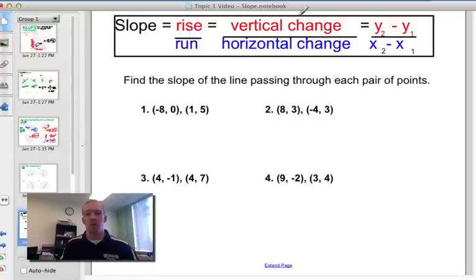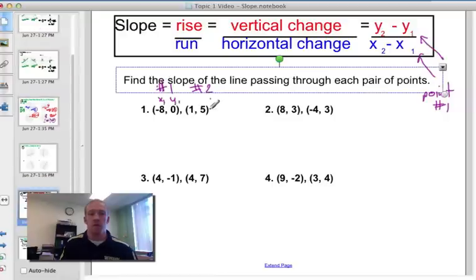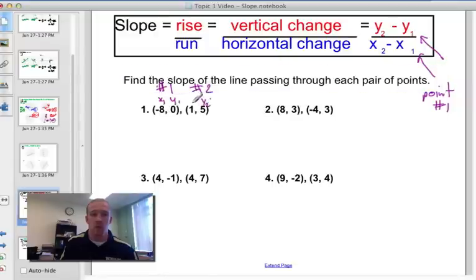Slope is rise over run, vertical change over horizontal change, which gives us this formula, which you've probably seen before. Now, these little ones don't actually do anything mathematical. That just tells us that it's point number 1. So that would be like x1 and y1. So it's the x coordinate from the first point, if this is our point number 1. This would be our point number 2. So y2 and x2 would be this one.